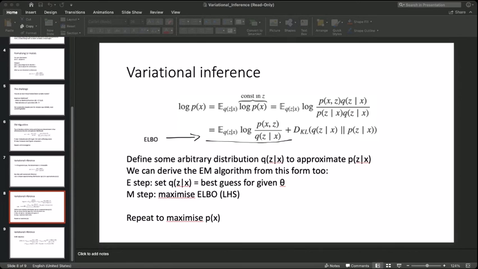Right, but the prior is a mixture of Gaussian, right? No. I think for the purpose of this math, it doesn't matter what the prior is. Yeah. That's what I have here.